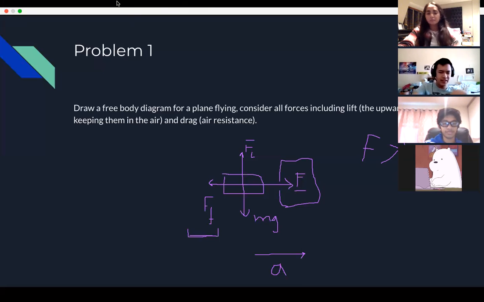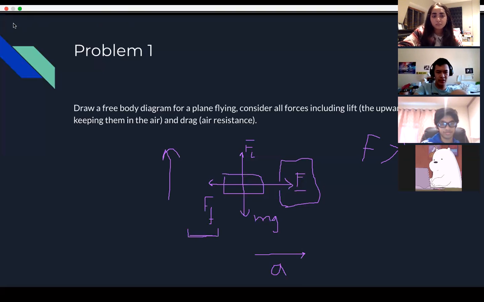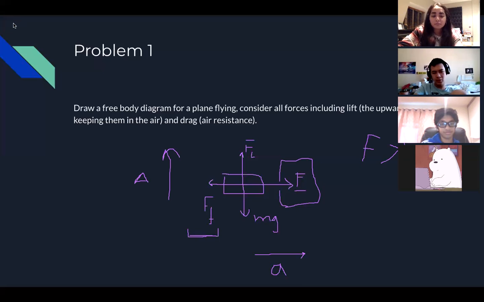And we can say the same thing if we want it to be accelerating upwards. If we have some acceleration, capital A, in the upwards direction, we know F sub L should be greater than mg. Does that make sense?